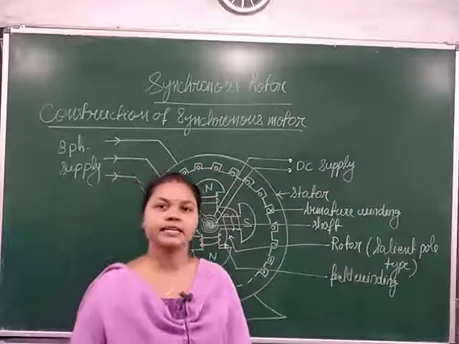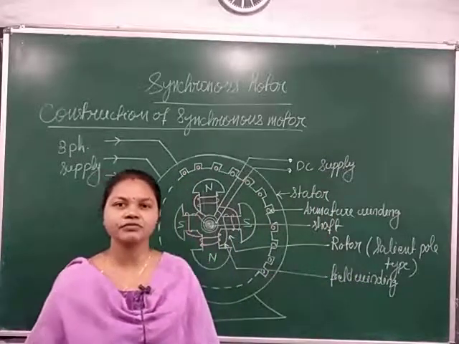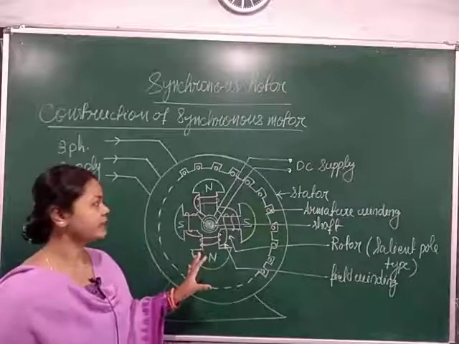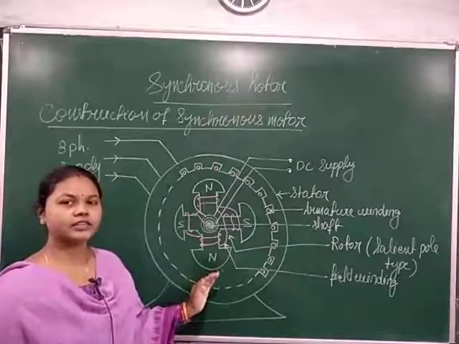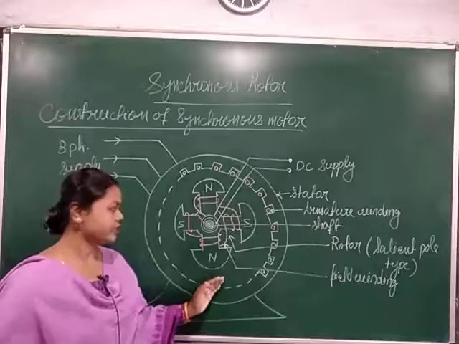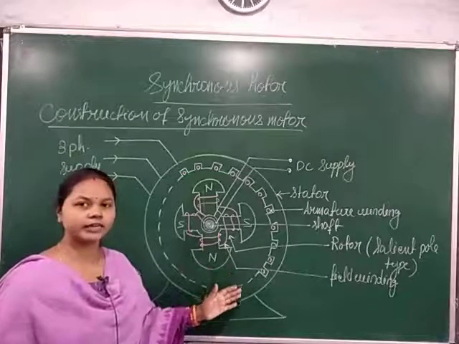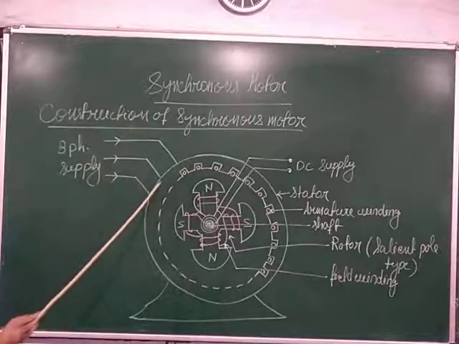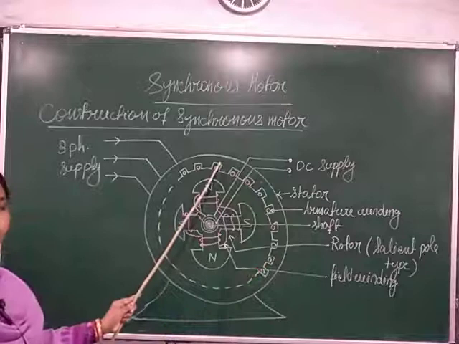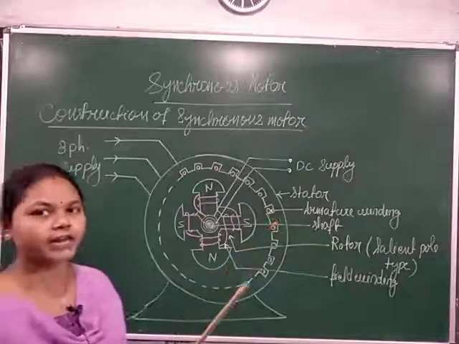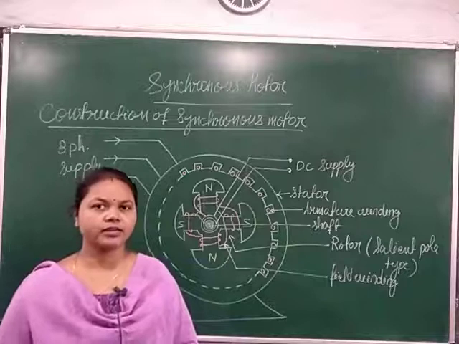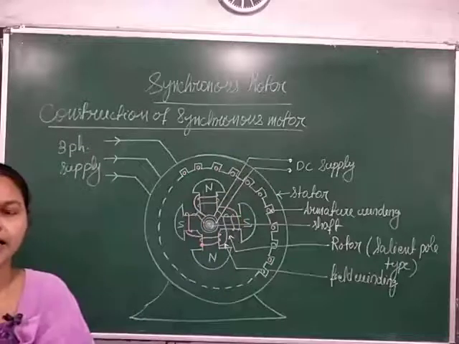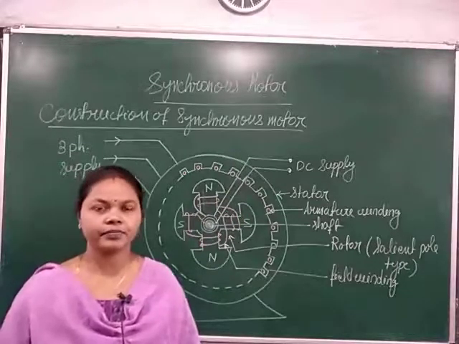The construction of a synchronous motor is the same as that of a synchronous alternator. Here I have drawn the cut-section view of a synchronous motor. So here you see the parts of the synchronous motor. The first, outermost part is called the stator. Like your generator, it consists of two main parts, stator and rotor. The stator means two types of windings are there, armature winding and field winding.